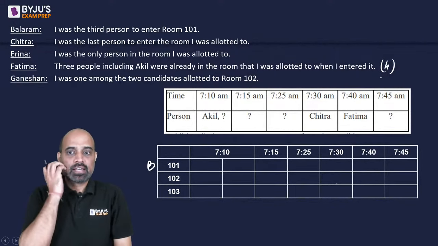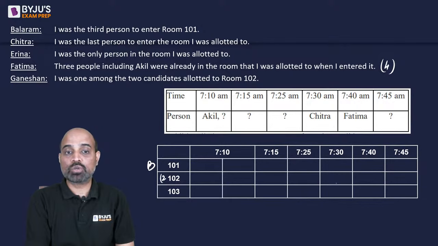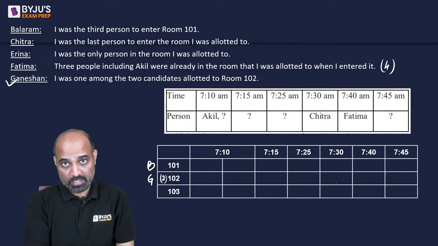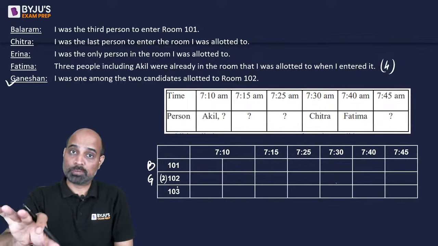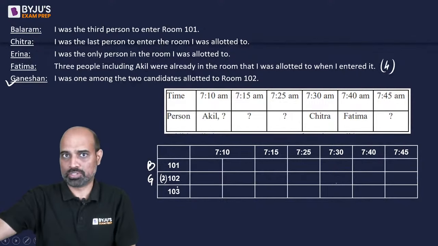Right? Next, G says I was one among the 2 candidates allotted to room 102. So in 102 we now know that there are 2 candidates, out of which G is one. So there are 2 people in that room. They were allotted 2 people. It's not that G was the second guy. If G was the second guy, maybe more would have been allotted.